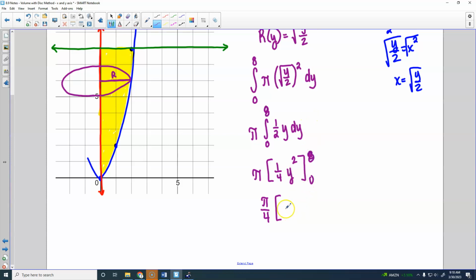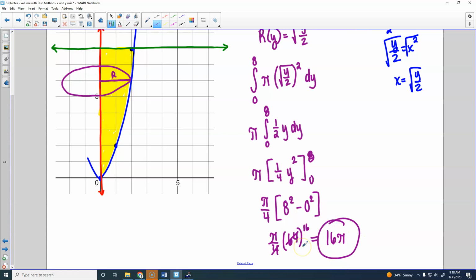All right, so I'm going to have 8 squared minus 0 squared here. So that is just going to be pi over 4 times 64, which if I do 64 divided by 4, we get 16. Now we get 16 pi. Cubic units there.